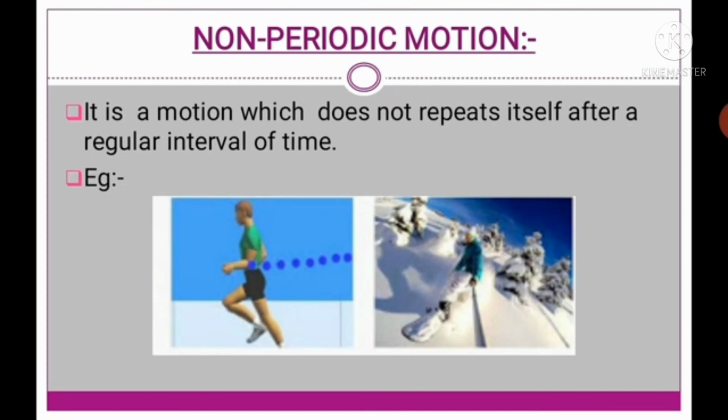What are the examples of non-periodic motion? A football player running in the field up and down is performing non-periodic motion, as sometimes he runs fast and sometimes slow. When brakes are applied to a moving vehicle, the motion described by the wheels is non-periodic motion.